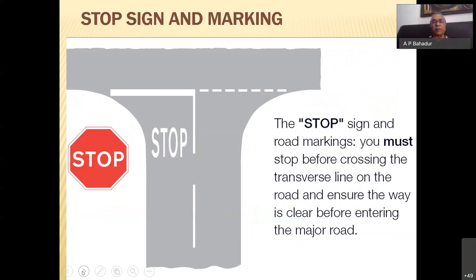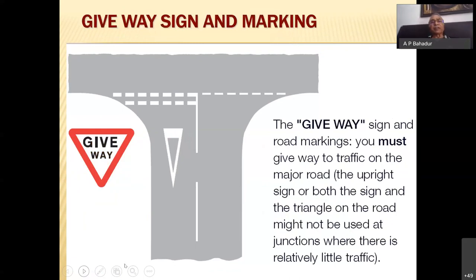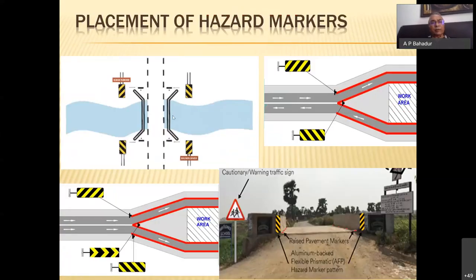These are signs for the stop. Normally, these are also marked wrongly. This is the sign for the give way. As you can see here, a double line with a give way marking along with the give way sign. Now, this is the common mistake that is normally made. This is the correct way. So if you are providing a hazard marker, this is how it should be, when you are telling the traffic to keep on this side.